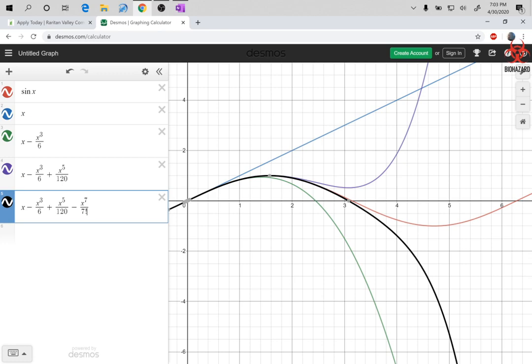Now, what if the sine, right? I wanted to compute the value.